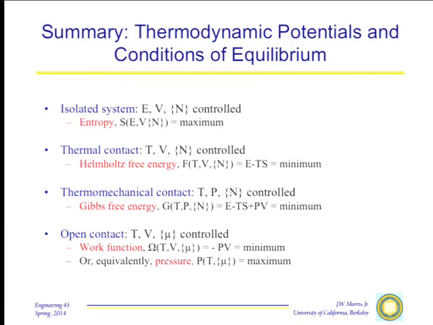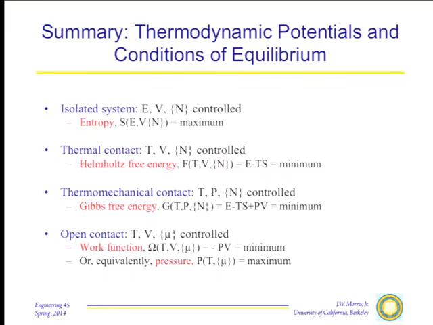In thermal contact, we control temperature, volume, and chemical content. The governing thermodynamic potential is the Helmholtz free energy, which must be a minimum. Controlling temperature, pressure, and chemical content, the governing thermodynamic potential is the Gibbs free energy, which must have a minimum value for the given values of T, P, and N. And finally, in an open system, just a box that we draw in space, it's the work function, omega of T, V, and mu, the chemical potentials, which is just minus PV, that must be a minimum, or equivalently, the pressure must have the largest value it can have for the given values of T and mu.